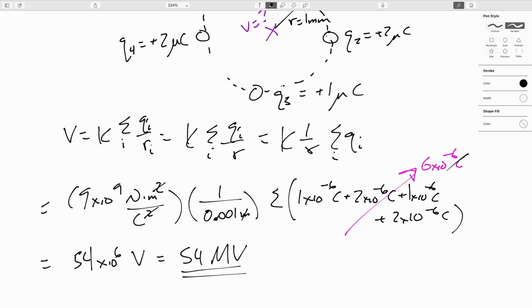This isn't a terribly realistic number, but it should at least give you some feel for how much easier it is to calculate the contribution to the voltage at a point from a whole bunch of sources than it is when you're having to do electric fields.